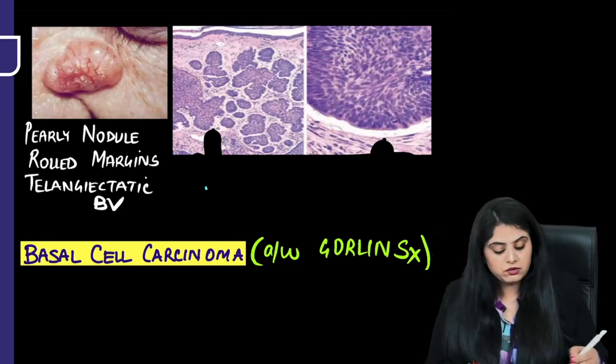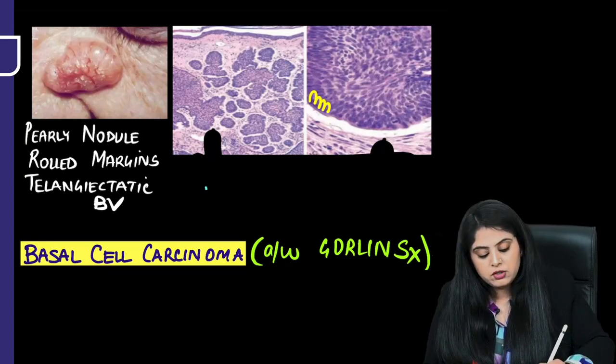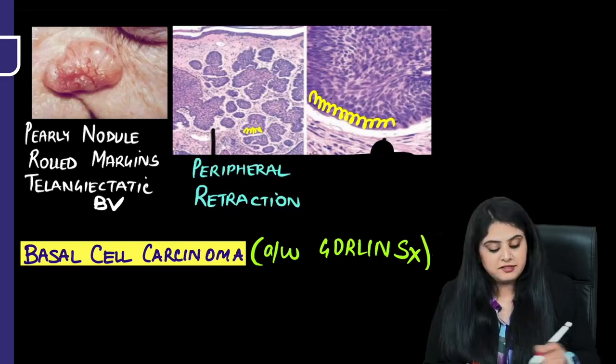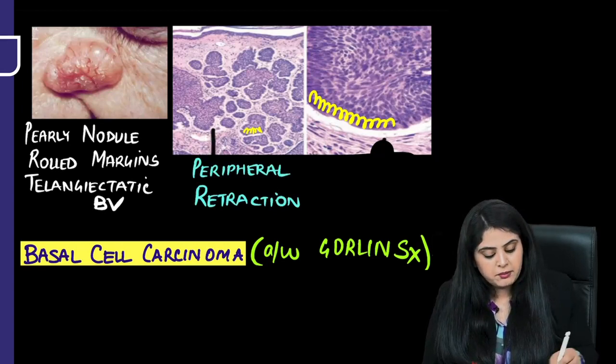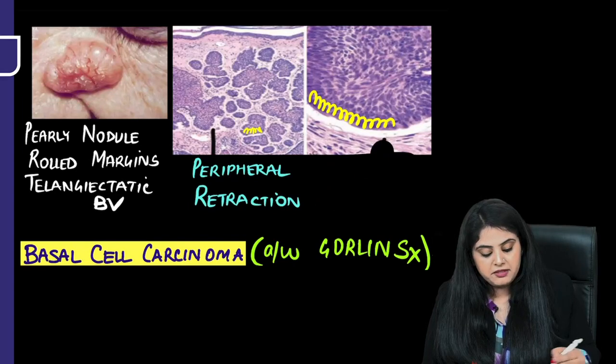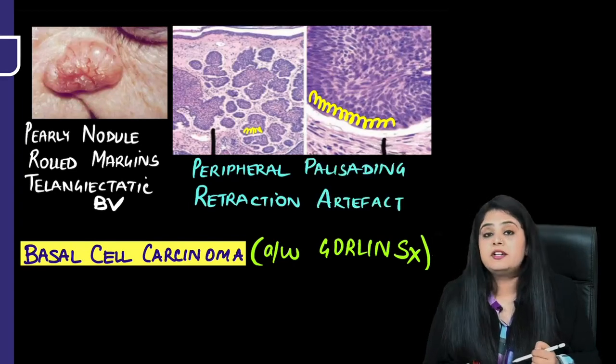Please remember, we have the presence of pearly nodule with rolled margins and telangiectatic vessels, and what are we going to see microscopically? The cells are present all in a line like this. The cells are present back to back, parallel. That is known as peripheral palisading. So we'll take the two words separately so that you don't have any confusion. There is going to be peripheral palisading and there is going to be retraction artifact.